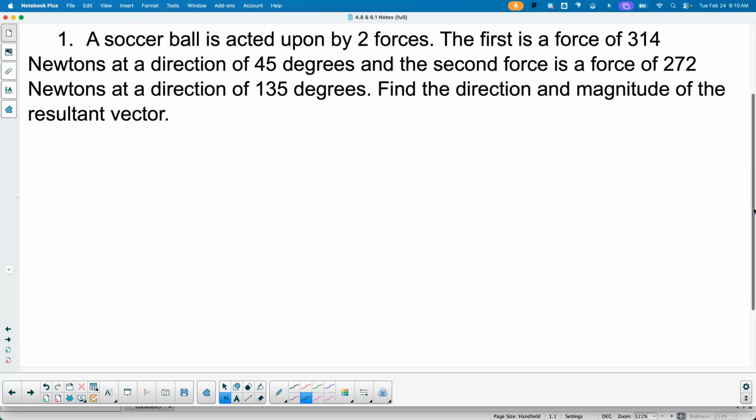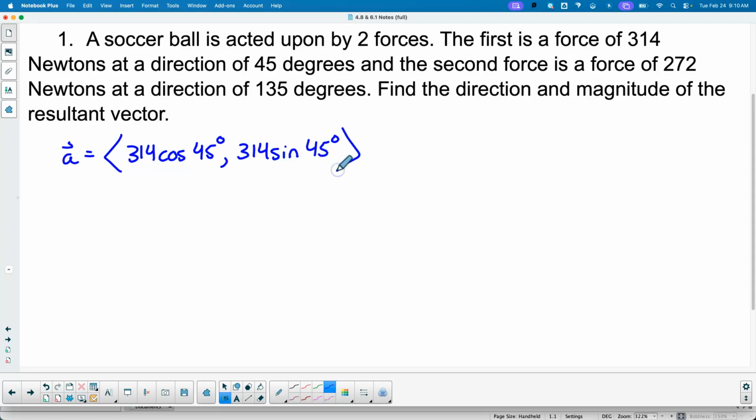All right, so I'm going to go force A. Oops, that's a bad, let's say a backwards 7. Force A is 314 newtons, so that's its magnitude, at a direction of 45 degrees. Force B would be 272 newtons at a direction of 135 degrees.